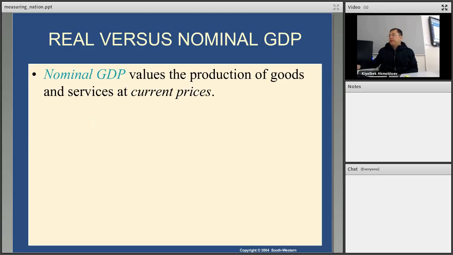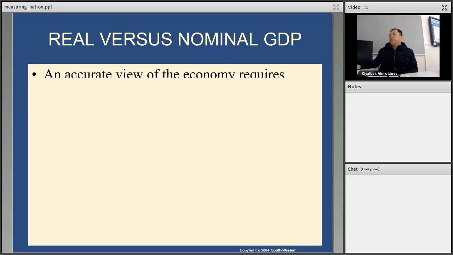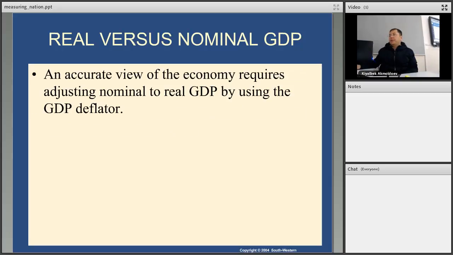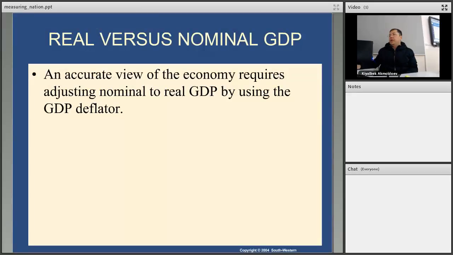There are two types of GDP. It is nominal GDP and real GDP. Nominal GDP follows the production of goods and services at current prices. Real GDP follows the production of goods and services at constant prices. And an accurate view of the economy requires adjusting nominal to real GDP by using the GDP deflator.